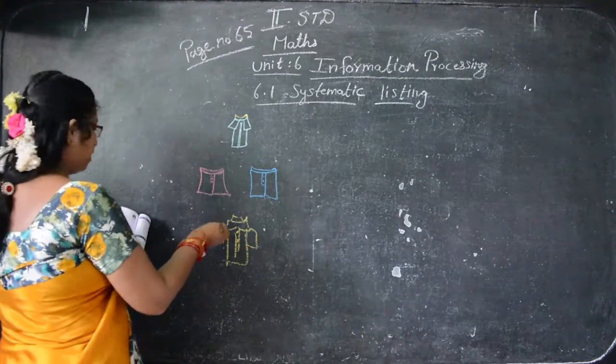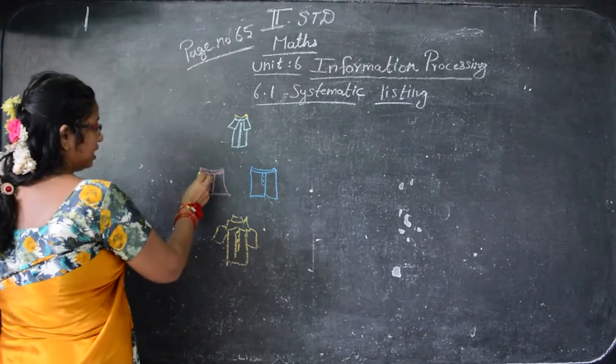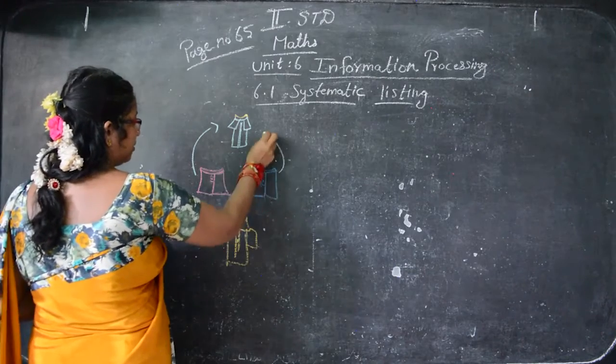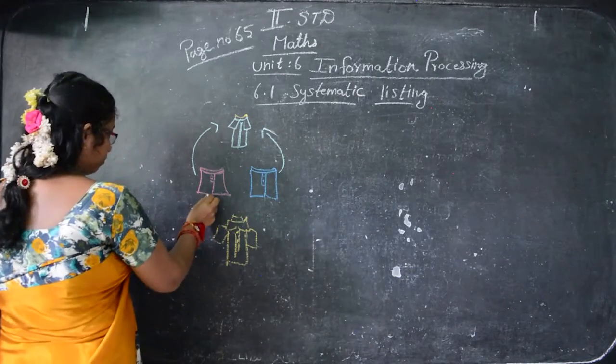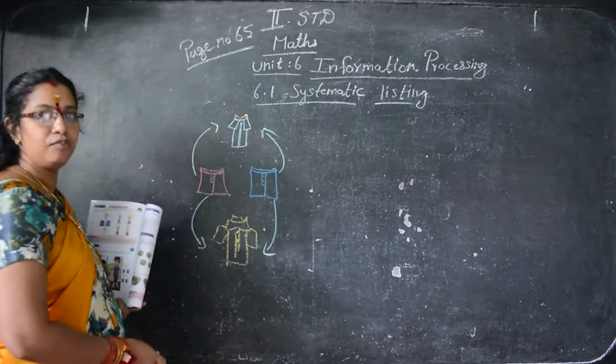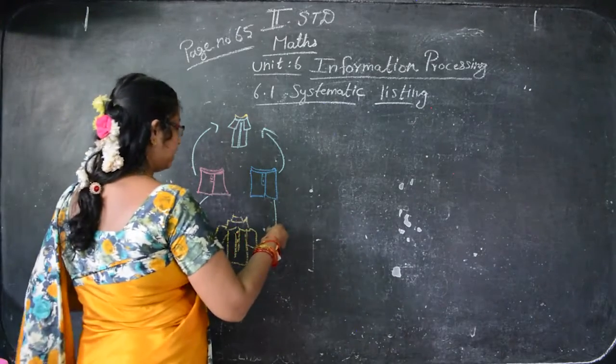See here, one green color shirt. We can do 4 ways. For this we can pair this one, for this we can pair this one, then for this we can pair this, for this we can pair this. In 4 ways we can wear this shirt. How? See here.